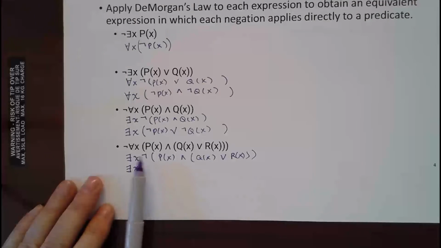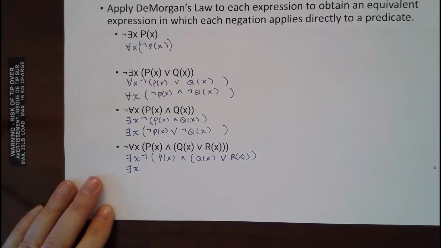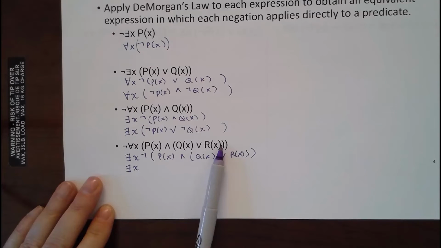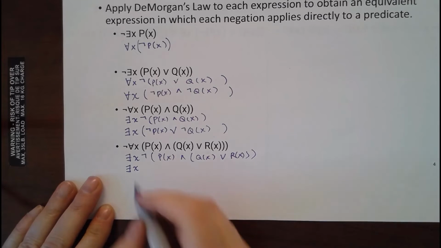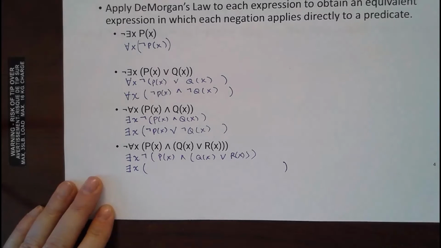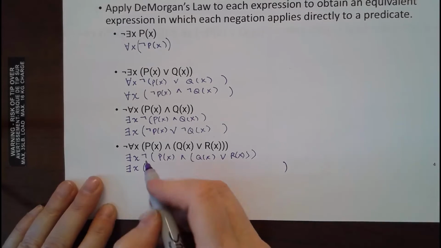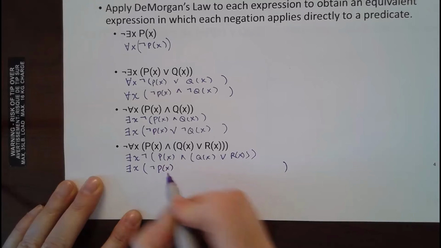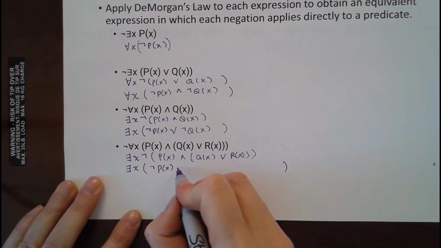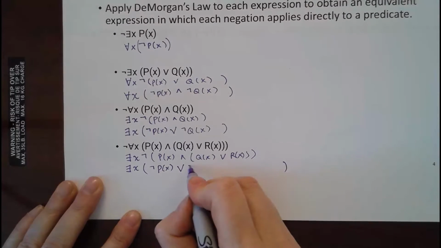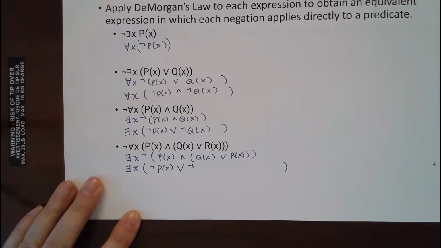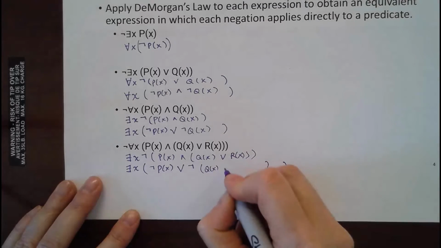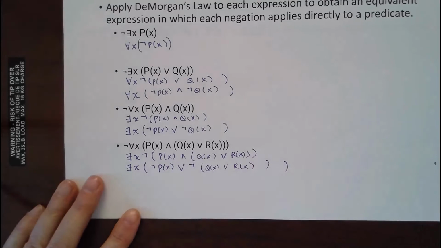And now when we apply De Morgan's here, okay, this is a conjunction of two things. So think of it that way. I need lots of parentheses. So I'm going to do not the first thing, change the conjunction to a disjunction, and then not the second thing involving the conjunction. And that's that thing in the parentheses. So this is Q of x or R of x.